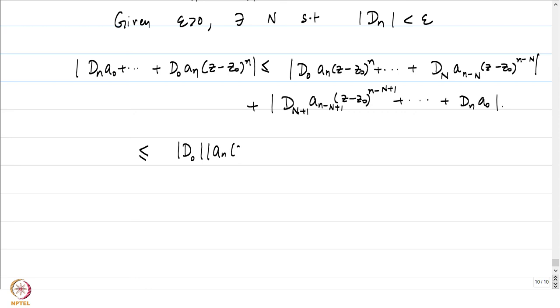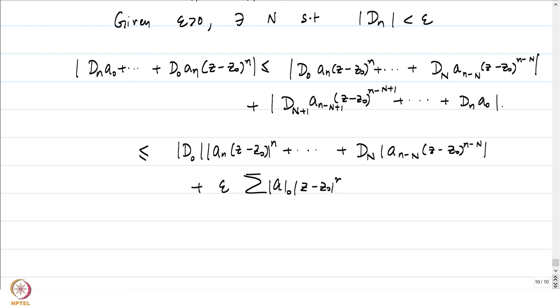The first part, let me just leave it exactly like that, not touch it now. But what follows is of interest. Here this will be less than epsilon times |a_0| |z - z0|^n, certainly going to be less than this. Here it's just a finite sum, but I am going to put in a 0 to infinity here, using the fact that our series converges absolutely to some number. Let's call this equal to alpha.